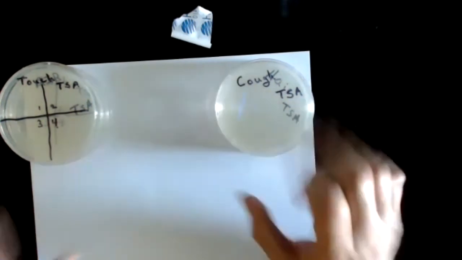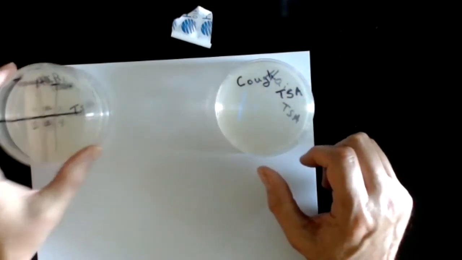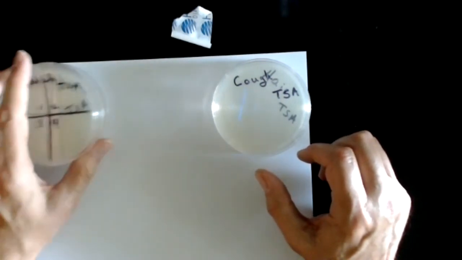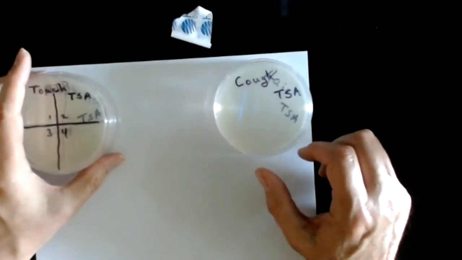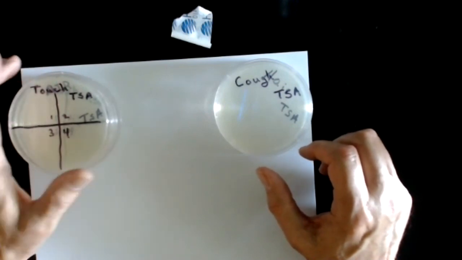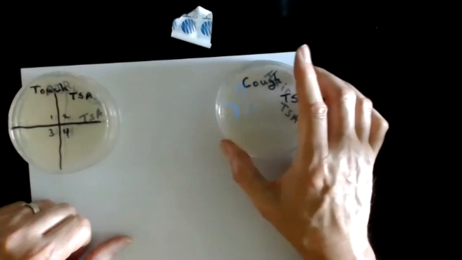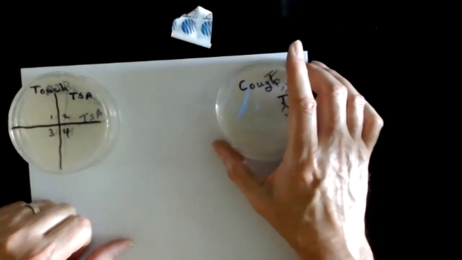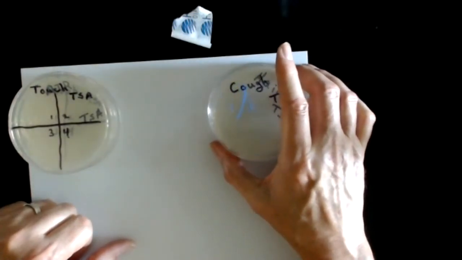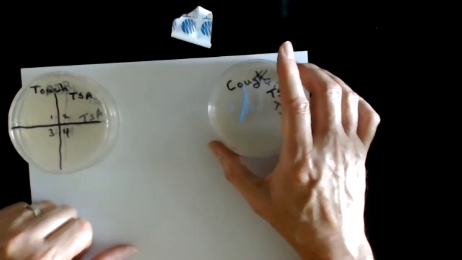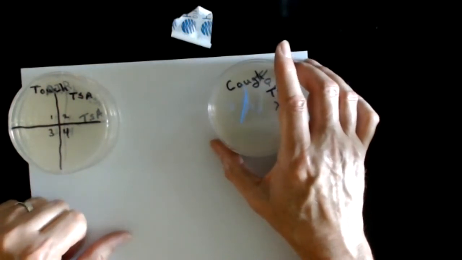So what I'm going to do is take these 3 plates, the touch plate, the air plate, and the swab plate, put them in the lab drawer, and let them incubate at room temperature for a few days, while I put the cough plate and the hair plate in the 37-degree incubator and see what happens there. Let those plates sit at 37 degrees C for at least a couple or 3 days.